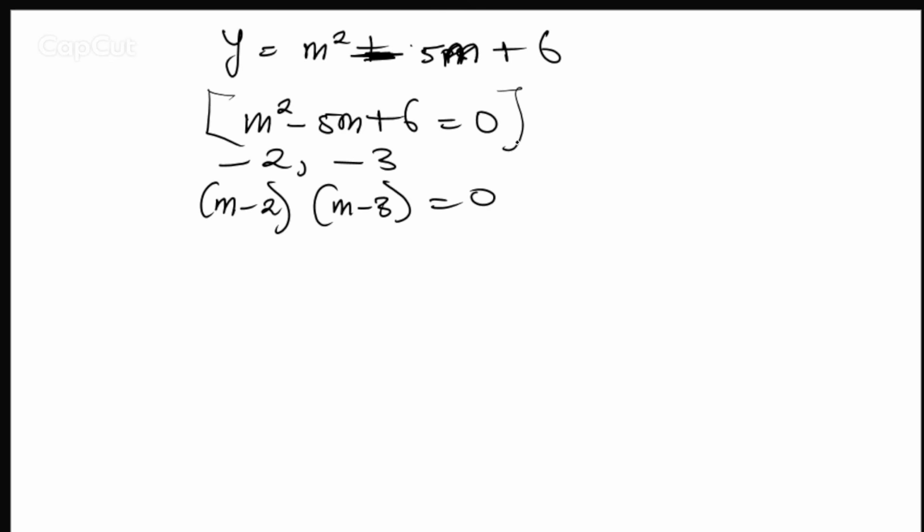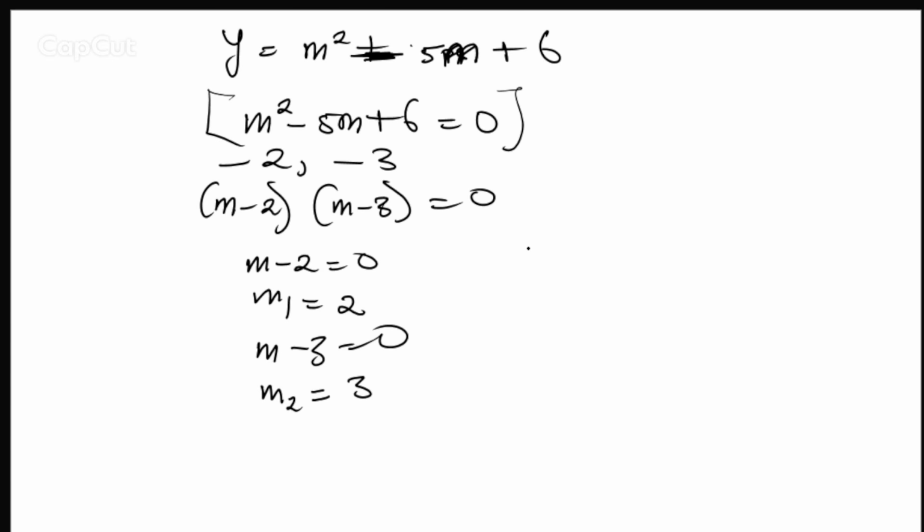But remember, our interest is the roots of the equation, which are m1 and m2. So from what we have here, we can equate m minus 2 to be equal to 0, and we get our m1 to be 2, because your minus 2 is crossing an equality sign, which becomes plus 2. Then m2: m minus 3 equal to 0, and your m2 will be equal to 3, because minus 3 will be crossing an equality sign.